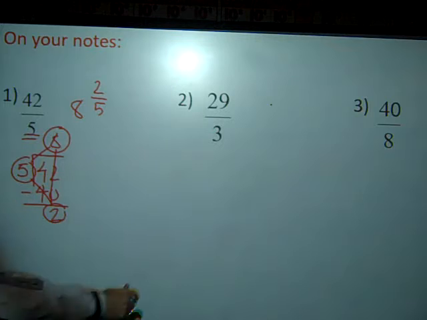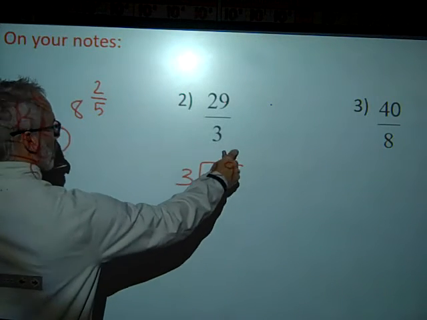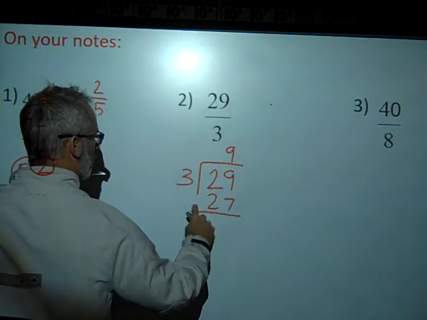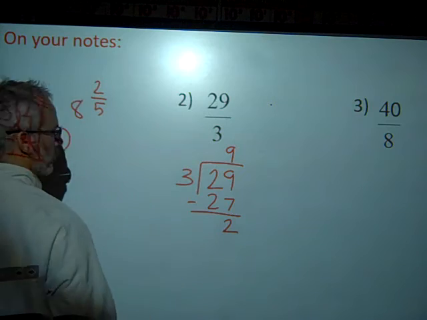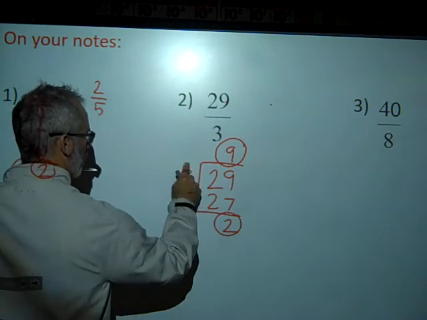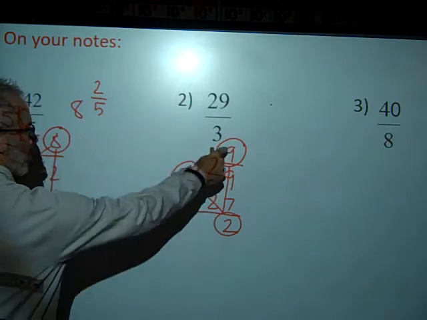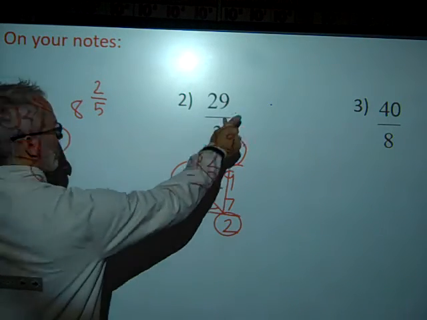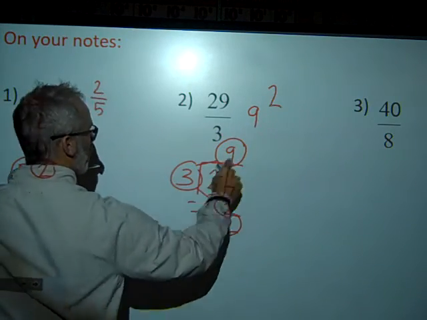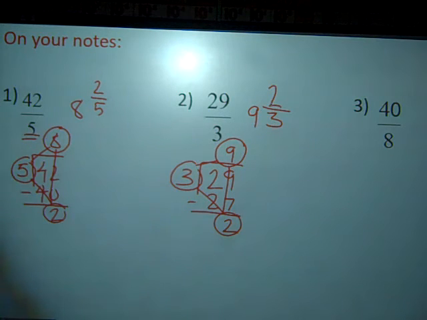Okay, how about 29/3? So 29 divided by 3. 3 goes into 29 9 times, gives me 27. That gives me a leftover of 2. So, again, the 3 numbers I need in that order: whole number, numerator, denominator. Whole number is 9. Numerator is 2. Denominator is 3. 9 2/3.